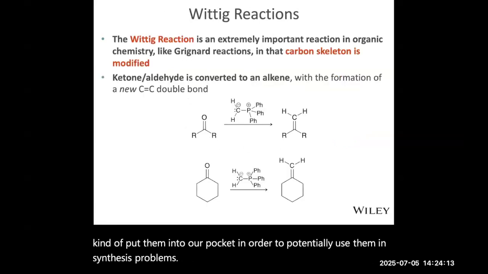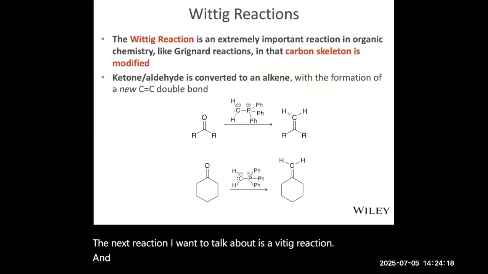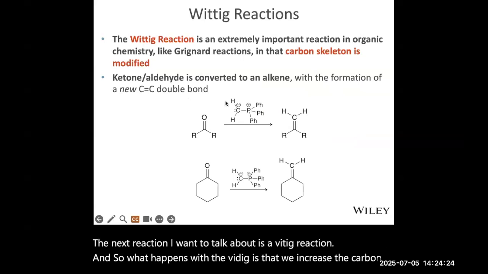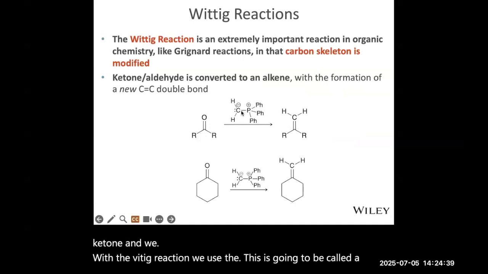The next reaction I want to talk about is a Wittig reaction. What happens with the Wittig is that we increase the carbon skeleton. And so here's how that reaction happens. Here's our aldehyde or ketone. With the Wittig reaction, we use the ylide. In just a second, we'll learn more about it.